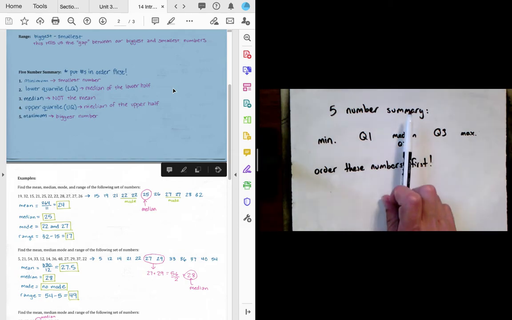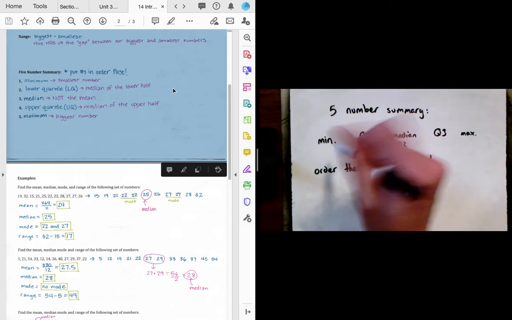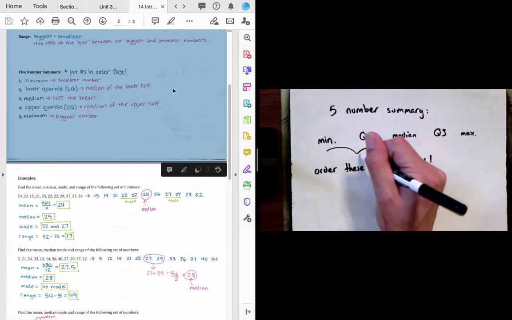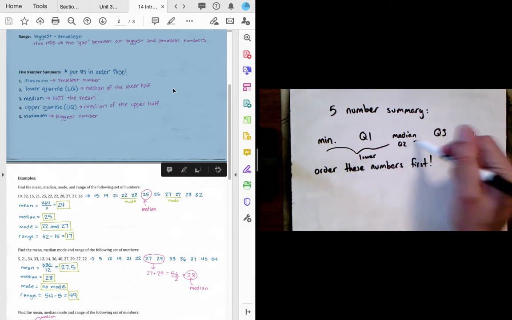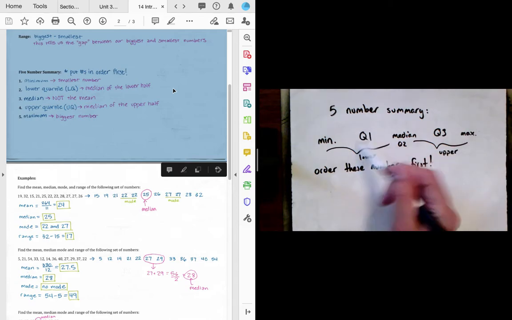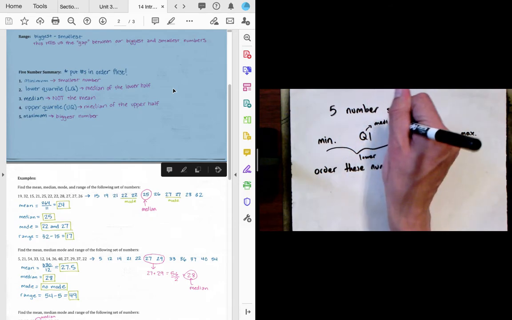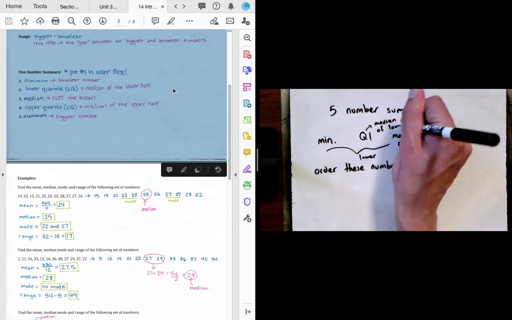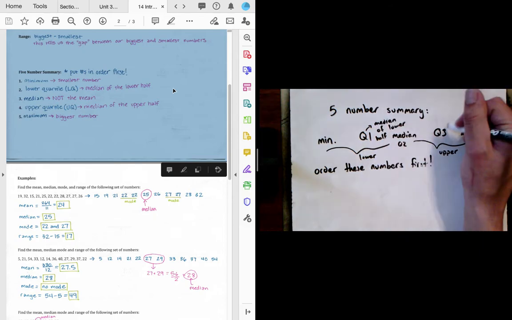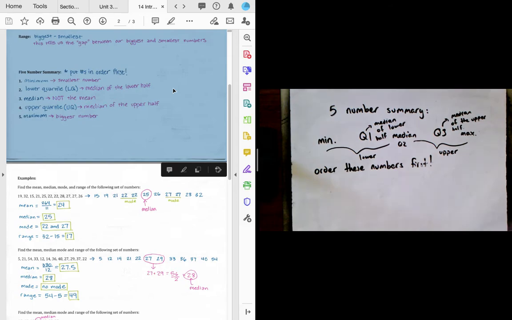And when we calculate that median, what it does is it splits our data up into 2 halves, a lower half and an upper half. Quartile 1 is the median of the lower half. And Q3 is the median of the upper half. So we'll do an example of this.